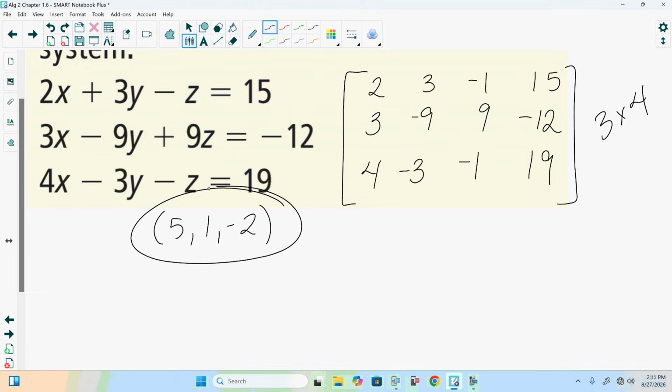How do I get out of here? Second quit, second mode. Second quit, second mode. Mode. Second matrix. Over to math. Find RREF. Second matrix A.